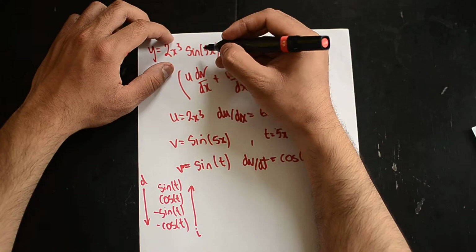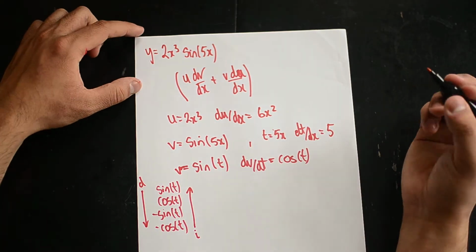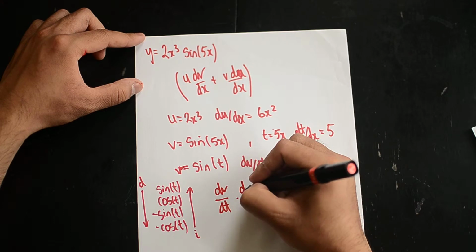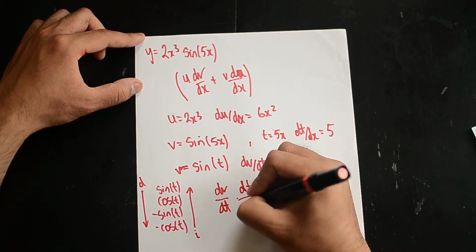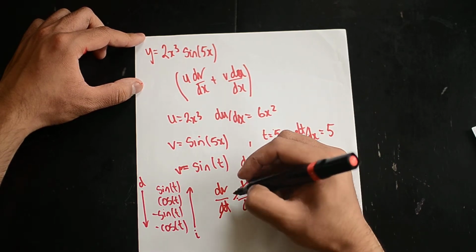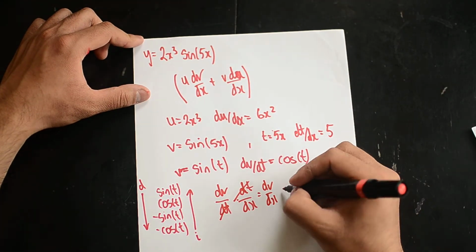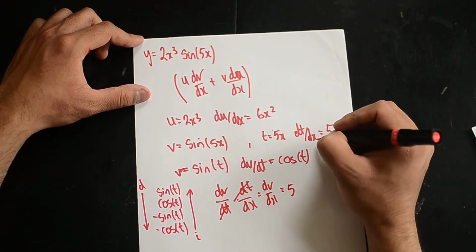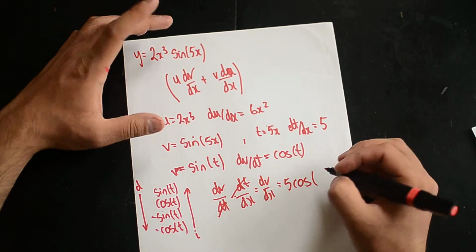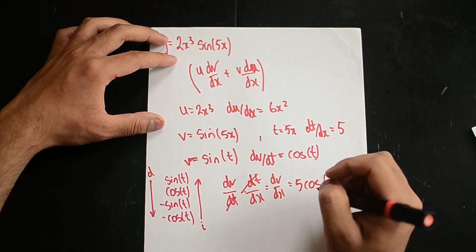So obviously here I had a sine, and I've got sine t, so sine t would become cos t using this thing. But now dv/dt multiplied by dt/dx, so this multiplied by this, the dt's cancel out, giving me dv/dx, which is what we want for our product rule equation, would be 5 multiplied by cos. Don't want to put t in because the t's are gone, so let's substitute t back in, which was 5x. So that is my dv/dx.